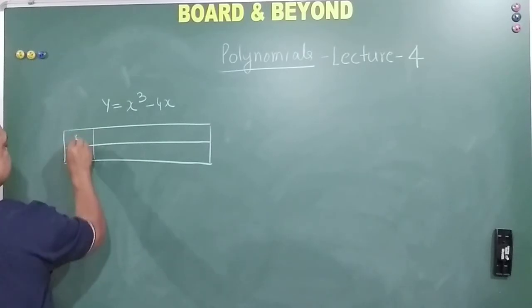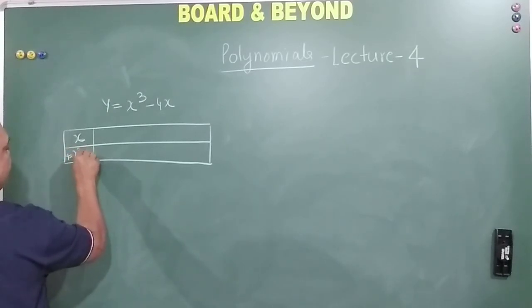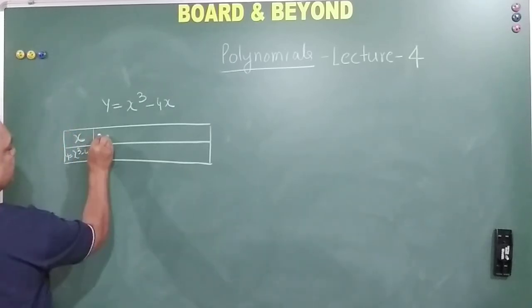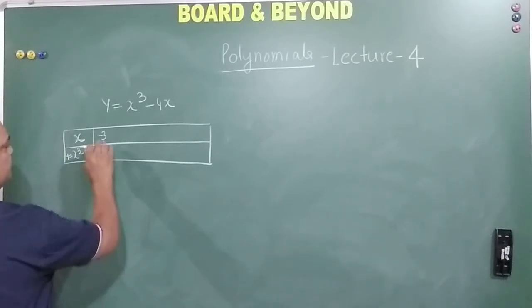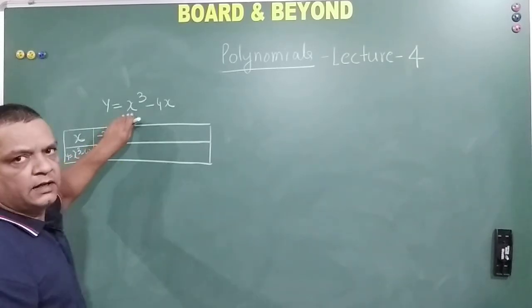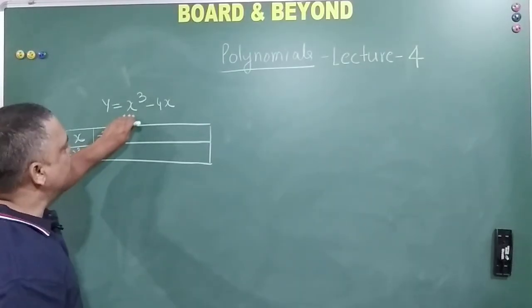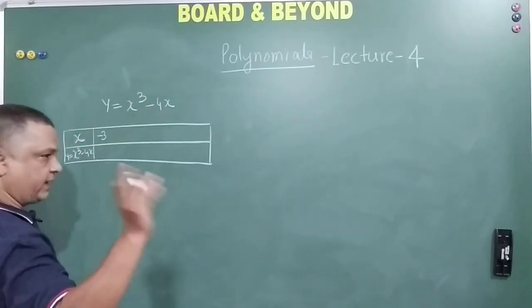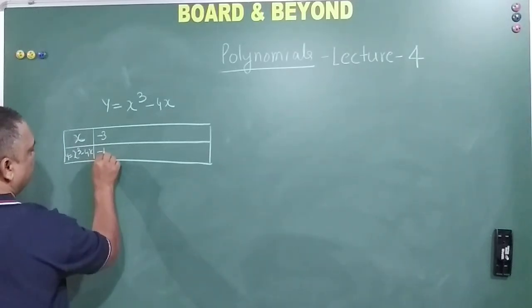x, and this is y is equal to x cube minus 4x. Okay. So let's start completing the table. For x equal to minus 3, this becomes minus 27. You all agree with me? Minus 27 plus 12, correct? So minus 27 plus 12 is equal to minus 15.